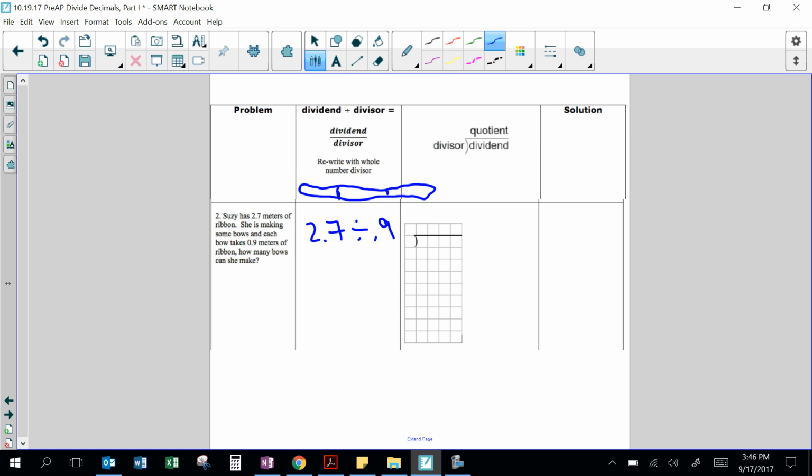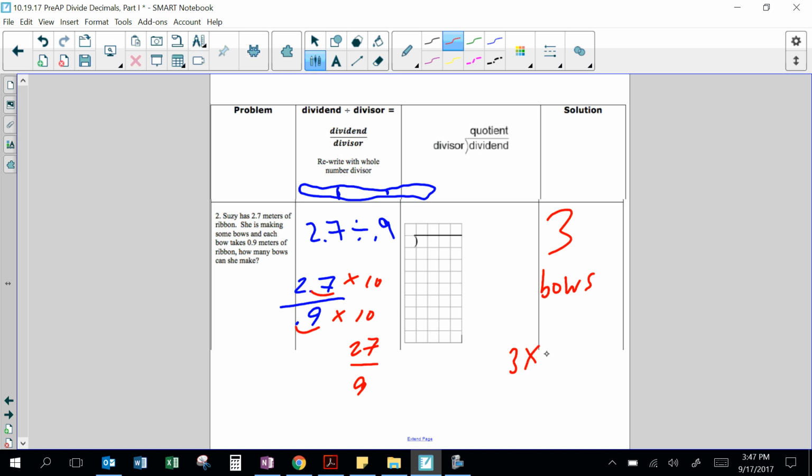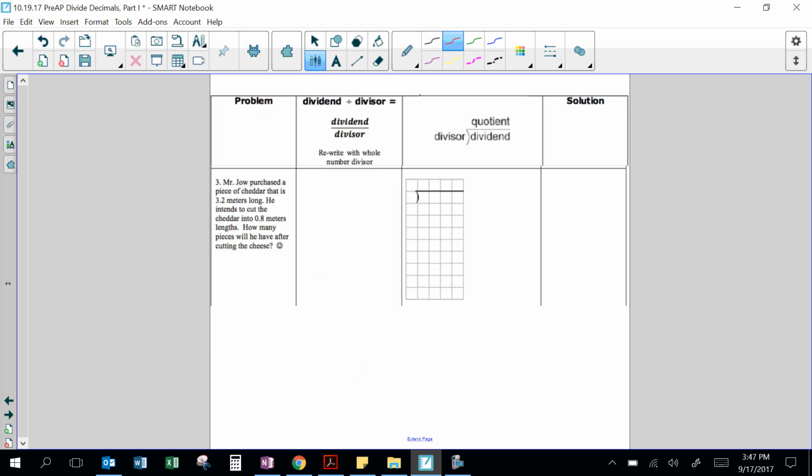Can I write this in fractional form? Yes, I can. What power of 10 should I multiply by so this divisor becomes a whole number? Well, this is in the tenths place, so I'm going to multiply by 10. So that would be 9. And 2.7 times 10 will be 27. And what is 27 divided by 9? 3. 3 bows. Let's check our work. 3 times 9/10 is 27, one place behind the decimal point, 2 7/10. And that's the answer. Number 3.